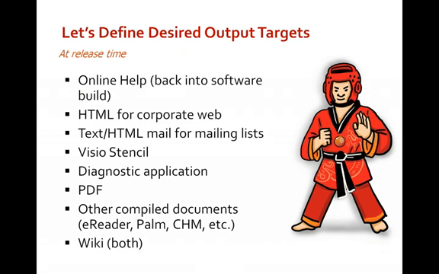We're going to build online help so that it gets back into the software build. This is true for an externally developed plugin as well as our own. We're going to put HTML on the corporate website because we want customers to come to us first. This is fundamentally our product. Community developers help with its development, but it's primarily our product. So we want to make sure that the first place they come is to our website. So even for plugins developed by the community, we might want to publish that documentation to our website so that we are the authority. We get text and HTML mail from mailing lists.